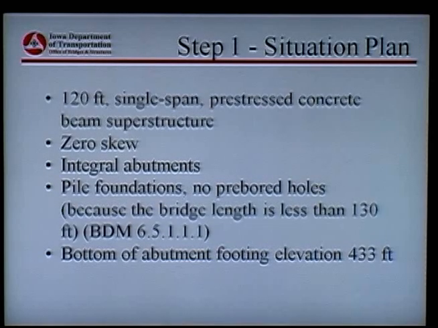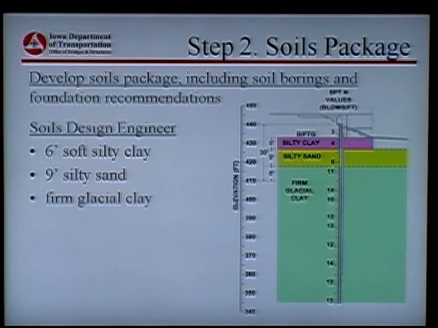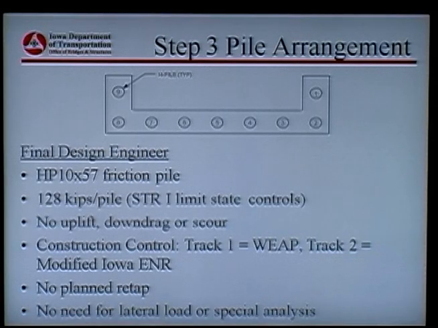This is the same problem that Dawn described and used in track 1: 120 feet single span prestressed concrete, 0 skew, integral abutment, no preboreholes, no special design consideration, and the elevation of the footing is at 433 feet. I will go through this rather quickly because it's the same as in track 1. You have 6 feet of soft silty clay, 9 feet of silty sand, and the rest is firm glacial clay. And this is the arrangement of the piles, 9 piles in a group, HP 10 by 57 friction piles.